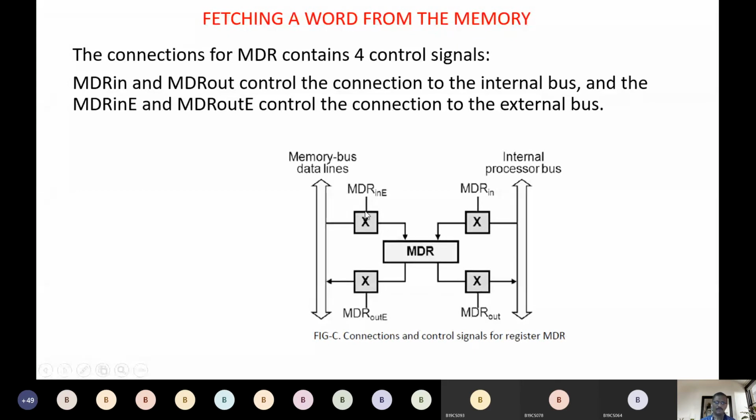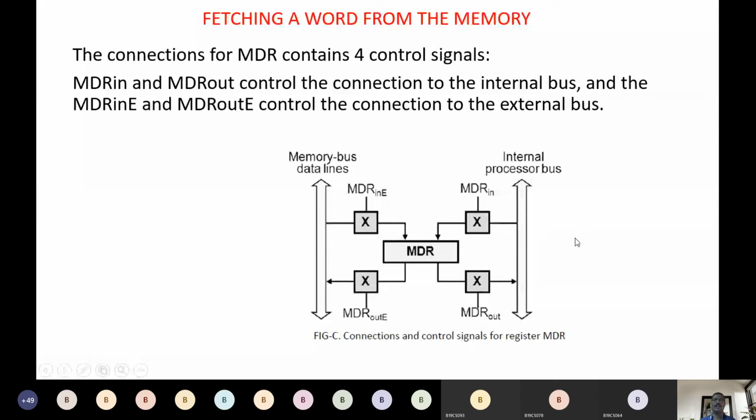Through these connections, MDR is connected to main memory. Main memory, through this bus, is connected to MDR, and MDR is also connected to the processor with this internal processor bus. So on one side it is connected to the internal processor bus, and on the other side it is connected to memory with the help of this memory bus. Here it is connected to the processor and here it is connected to the memory part, MDR.